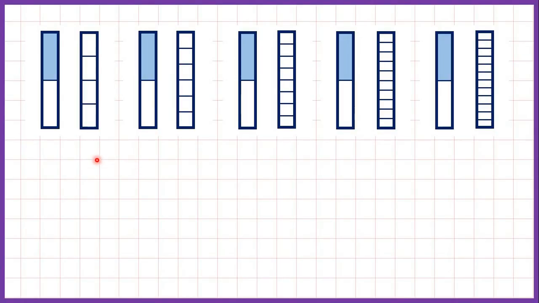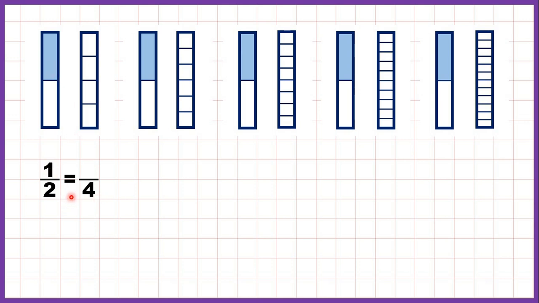So we have some fraction bars here, and we're going to use these to help us find fractions that are equivalent to 1/2. So we have 1/2 here because we have one part out of two parts shaded. How many quarters is equivalent to 1/2?